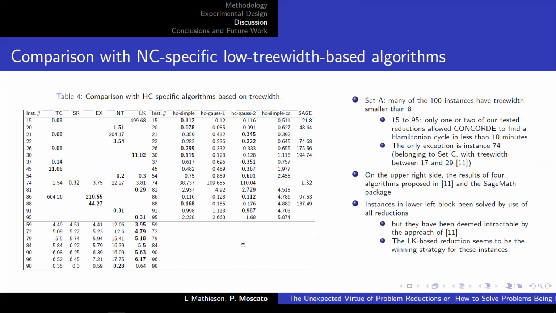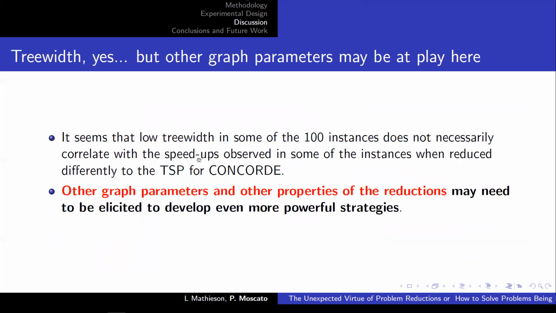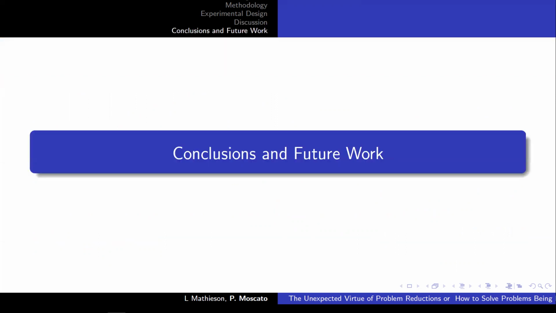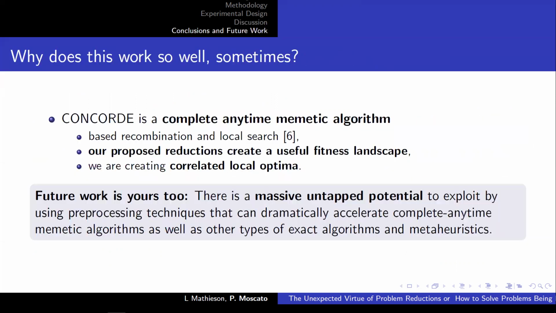So it is not the case that the techniques that we are presenting are solving these instances because they have low tree width, because these algorithms are not able to do it here. So it seems that low tree width does not necessarily correlate with the speedups that we have observed, and there may be other types of graph parameters and other properties of the reductions that need to be looked at to create even more powerful strategies. So what are our conclusions?